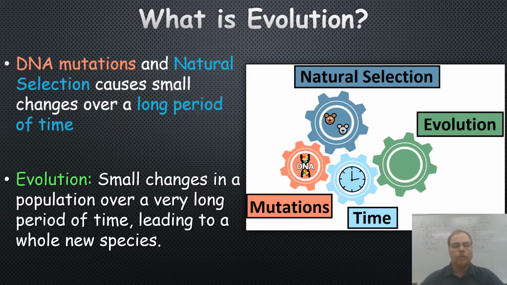Now that we're done reviewing, we're going to go ahead and talk about what exactly is evolution in Unit 5, Life Over Time. Evolution is very, very small changes in a population over a really long period of time, leading to a whole new different species, and is driven by three main things: natural selection, mutations, and a long period of time.